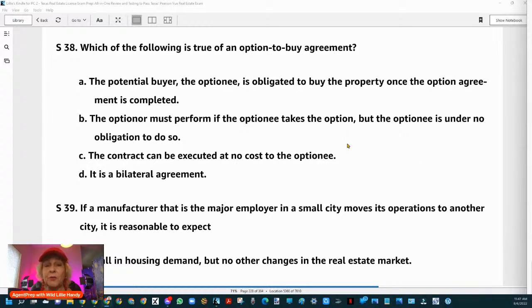However, if they exercise the option and decide, okay, I really want this house, then the optioner, who is the seller, the owner, must perform. But the buyer is not under obligation. If they follow through with the option and don't perform, then they'll lose their earnest money, though there are other conditions where they could get their earnest money back. So the option to buy agreement is the option period within a contract.